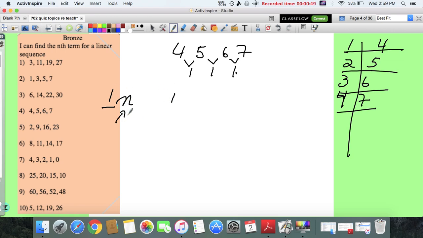be 1. The second number would be 2, and 2 times 1 would be 2. And therefore 3, 4, 5, 6, 7, etc. And just to tell you, that 1 is not necessary because it's implied. So basically, we're telling you it's times 1, times 1, times 1, times 1.